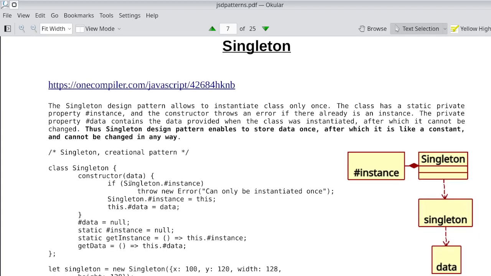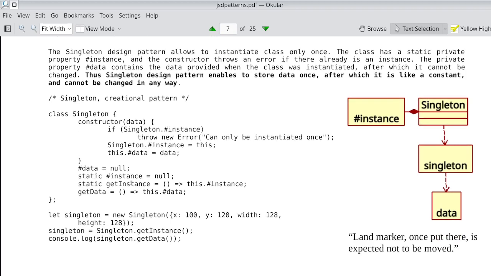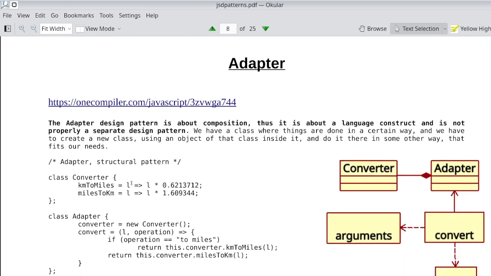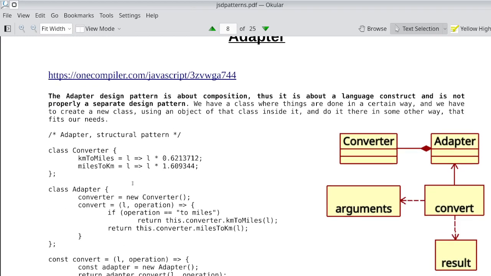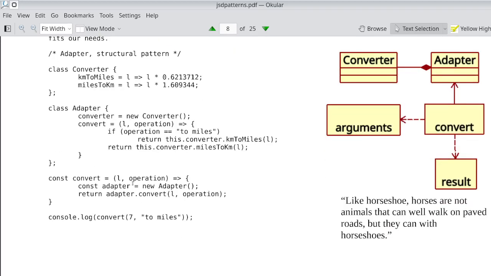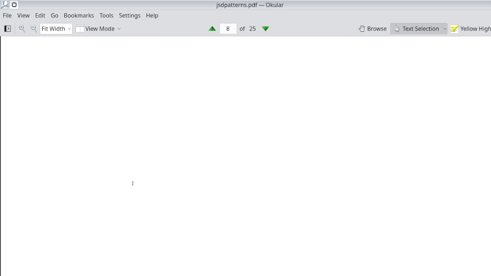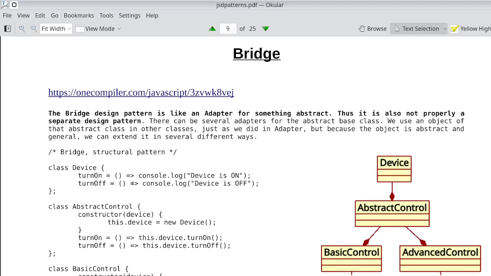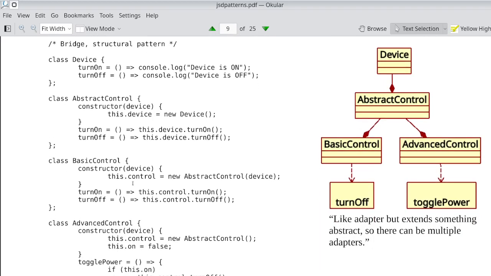The singleton design pattern enables to store data once, after which it is like a constant and cannot be changed in any way. The adapter design pattern is about composition, thus it is also about the language construct and is not properly a separate design pattern. The bridge design pattern is like an adapter for something abstract. Thus it is also not properly a separate design pattern.